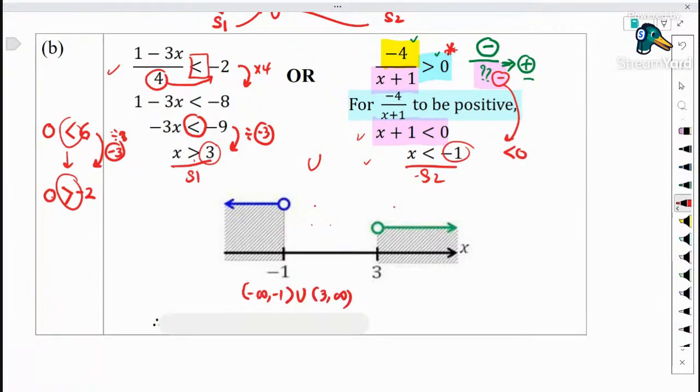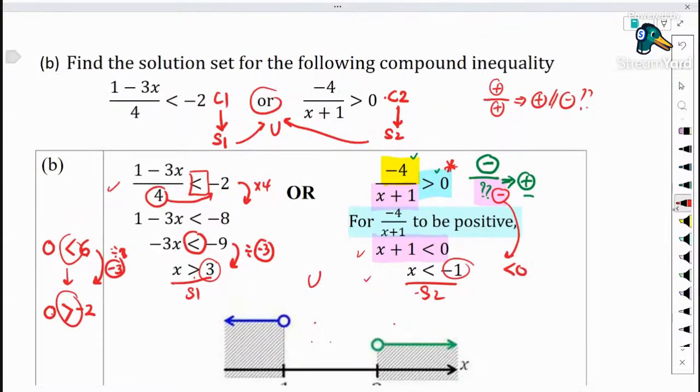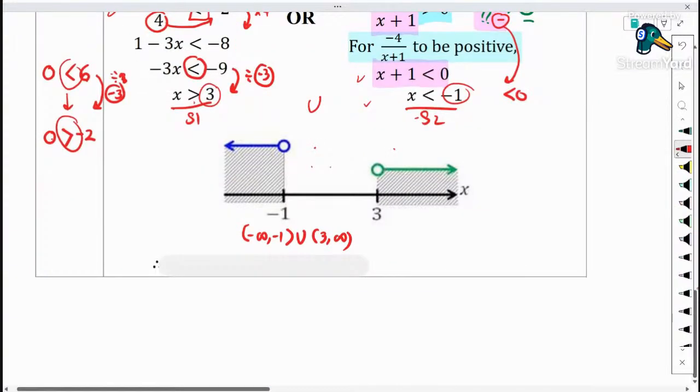However, watch out for these questions here. The question asked for solution set. So by right, you should have set notation. So interval notation is not correct.